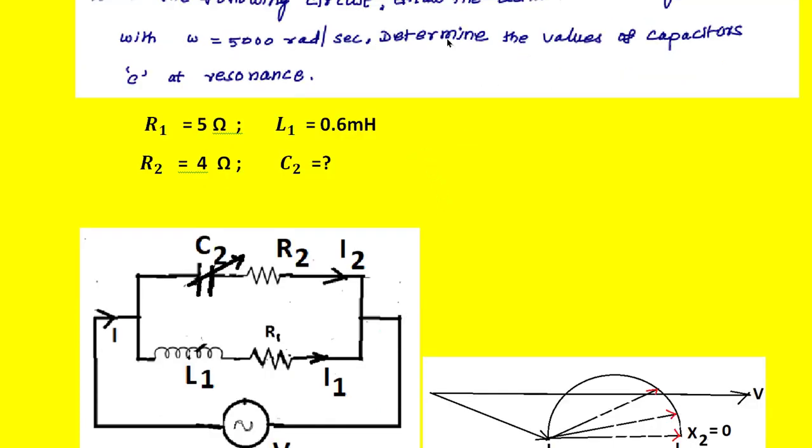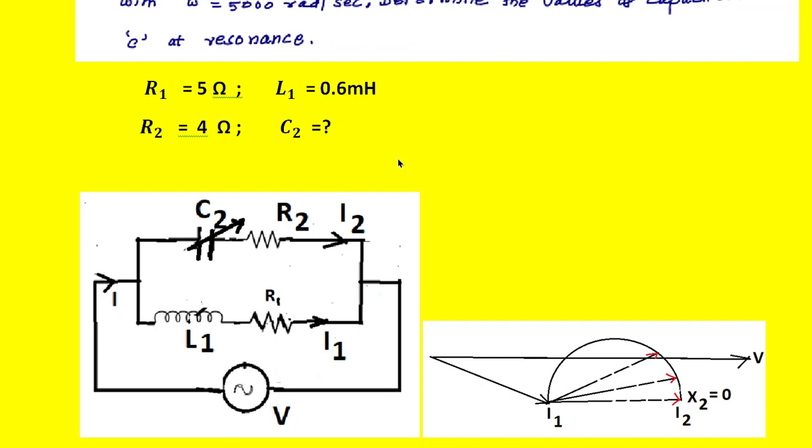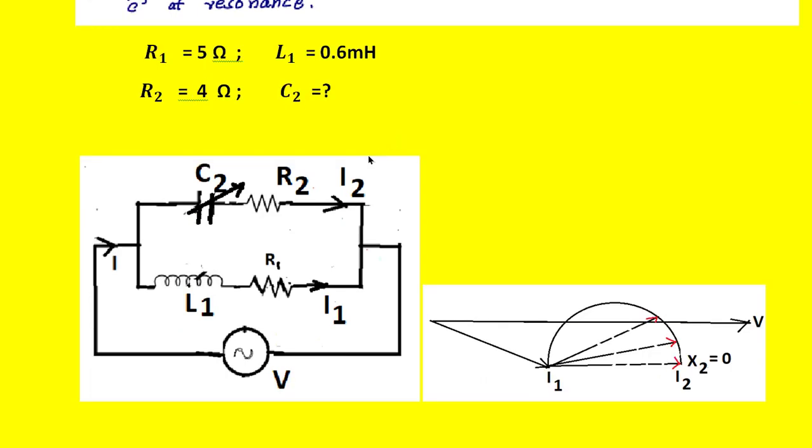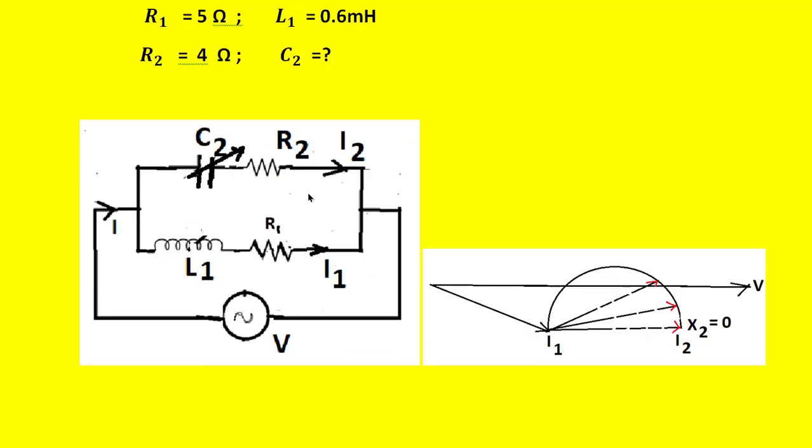So at resonance, the voltage and the current are in phase with each other. That is, the phase angle between the voltage and the current flowing in the circuit will become 0. If you look at this circuit, here this is the RC branch and this is the RL branch. The RL branch is fixed, whereas the RC branch has the variable capacitor. The current flowing through the capacitive branch we call I2, whereas the current flowing through the inductive branch we call I1.